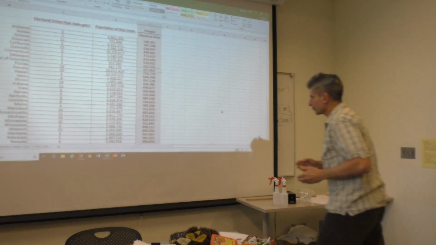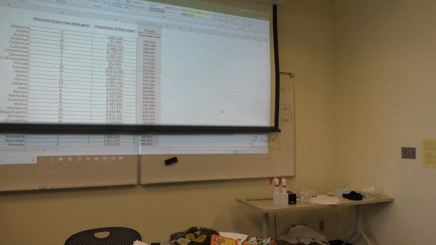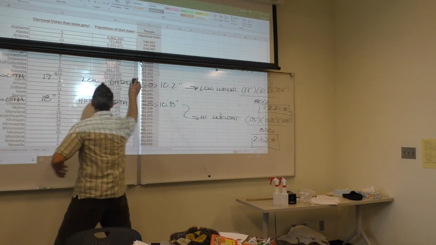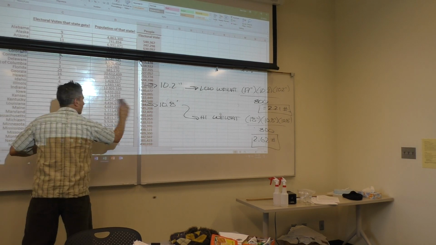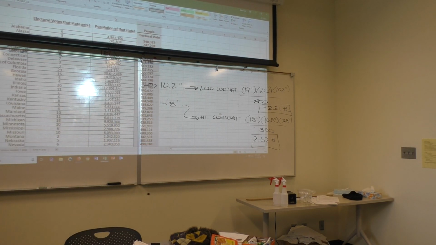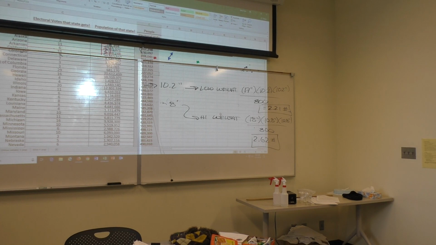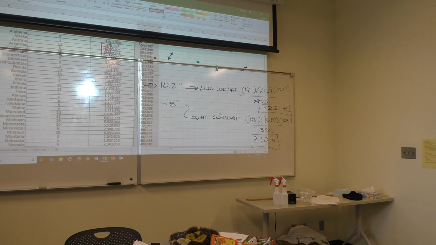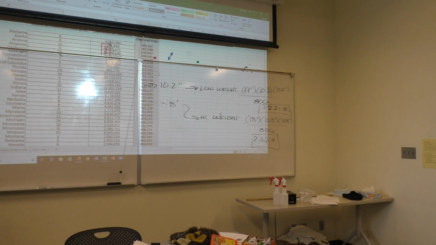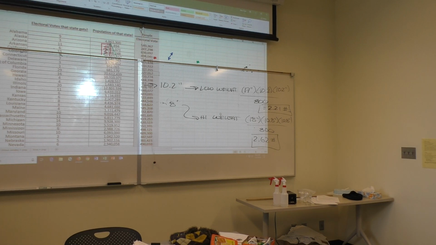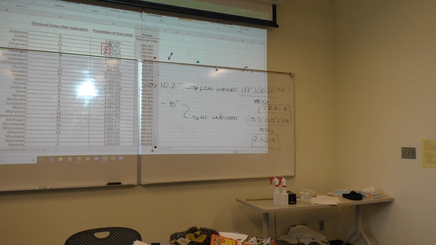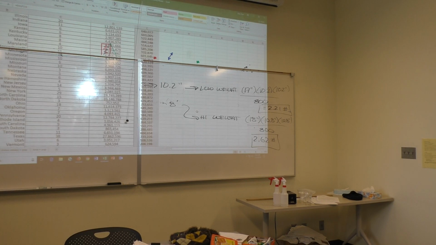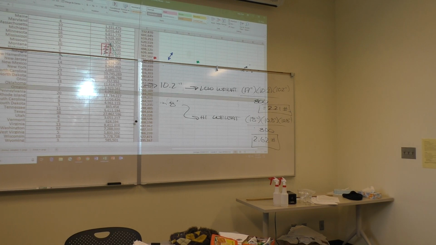So let's look at Oregon. Put these up on the board so you can play with them. Okay, so Oregon, so this is people per electoral vote. That's the unit we're looking at. People per electoral vote. So Oregon, I forget how many Oregon has. Oregon has 584,781 people per electoral vote.